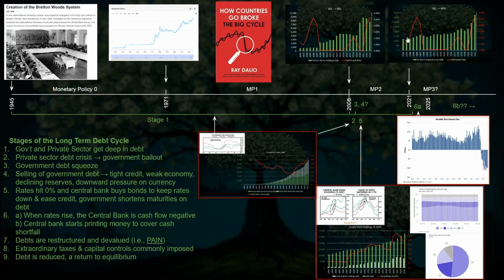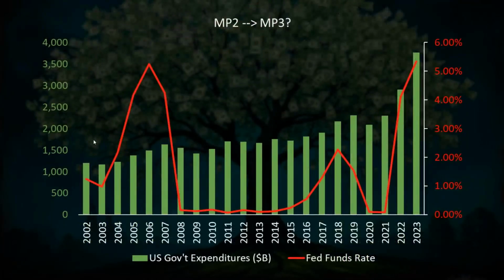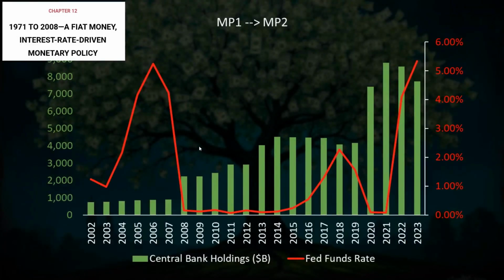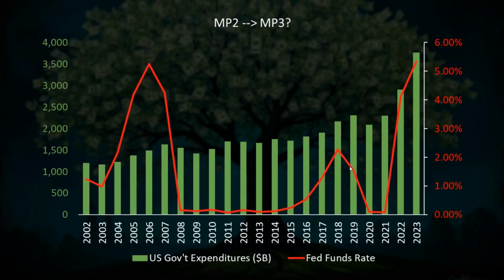The last one I wanted to mention was MP2 to MP3. And here he gets a little questionable. Before, we were looking at central bank holdings, and that's what the graph looked like. This one I decided to put against the Fed funds rate, which is still here on the right side, but then we have the US government expenditures. And you can see it ticks up. We complain about this and whine about this all the time. And you can see it spiking up.